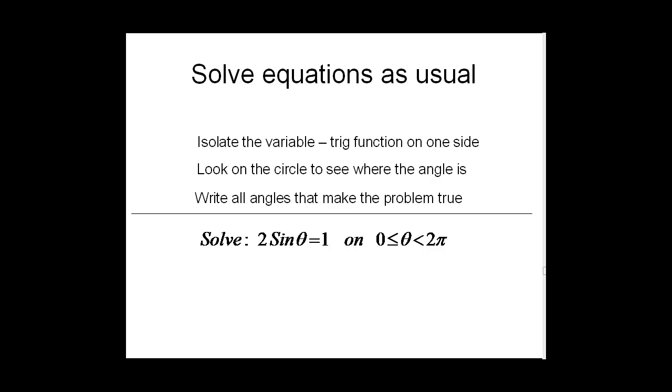Okay, suppose you have 2 sine theta is equal to 1. We're in radians between 0 and 2 pi. Okay, we have an angle. So we move the 2 over to the right side. Since we have sine is equal to 1/2, that happens 2 places. Since we're in radians, it's pi over 6 and 5 pi over 6. So our angle theta is pi over 6 and 5 pi over 6.